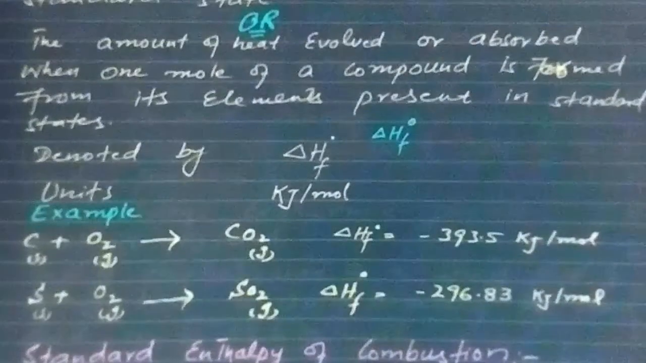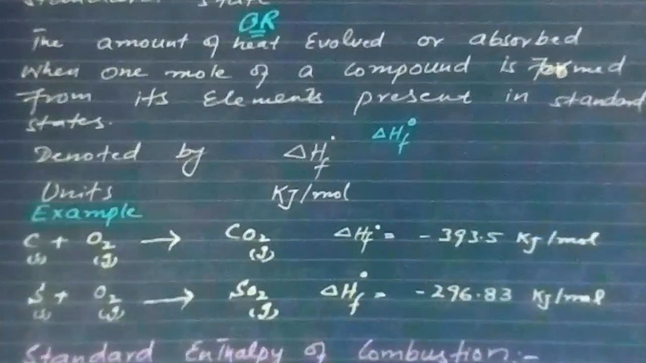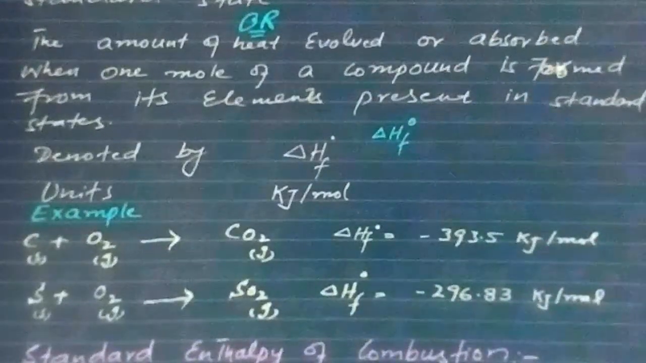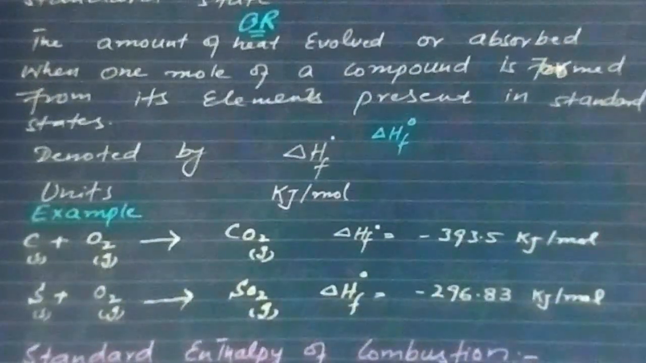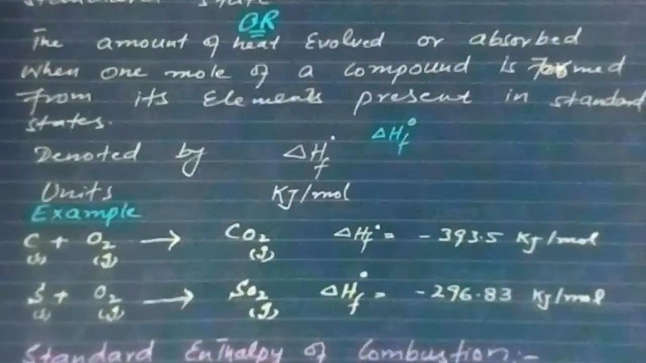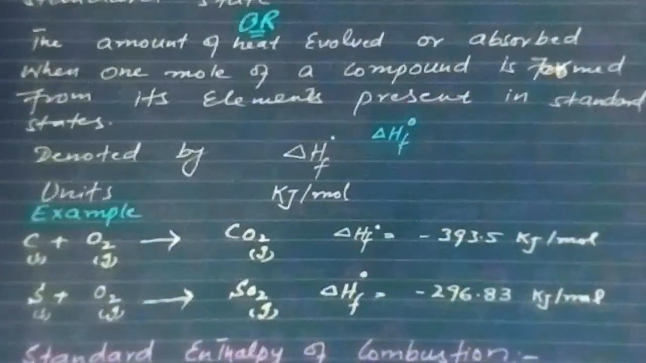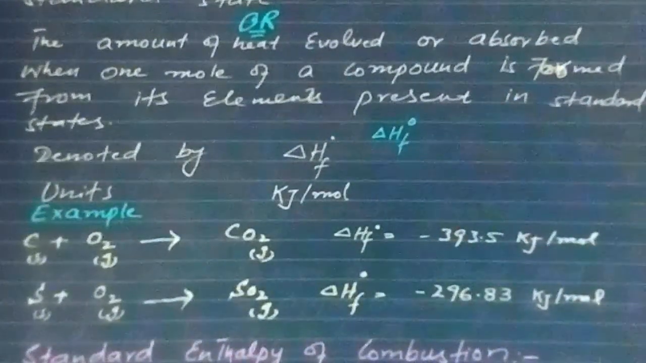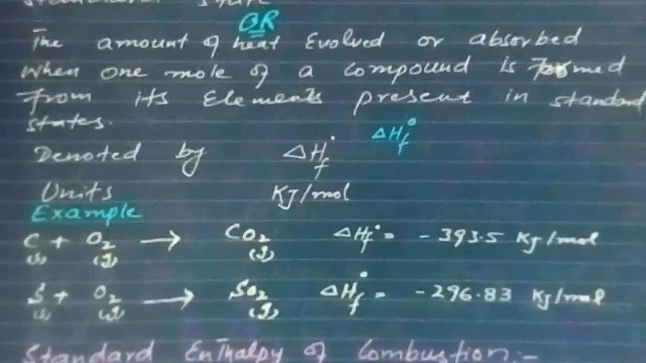Standard enthalpy of formation is represented by delta H naught along with a small f. F shows formation, delta H is the enthalpy change, and the small 0 over delta H shows standard state. It can be measured in kilojoule per mole.